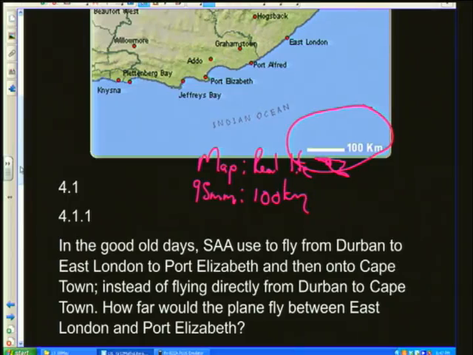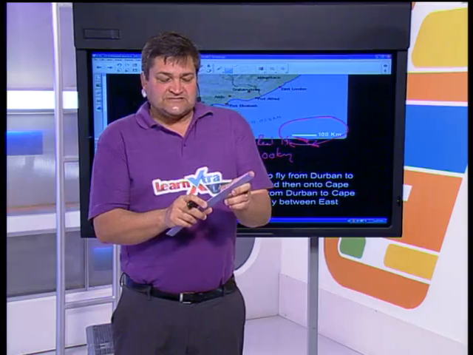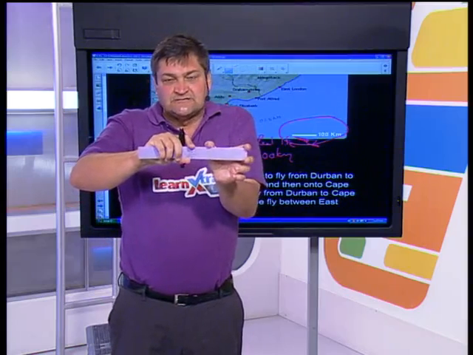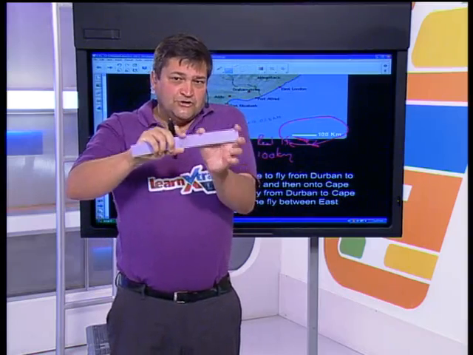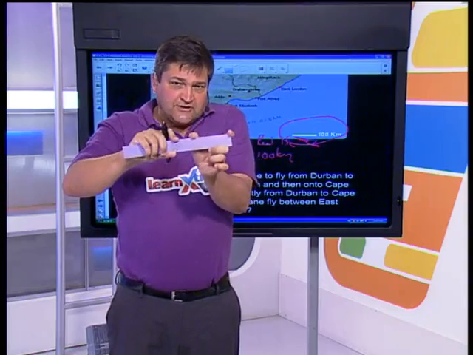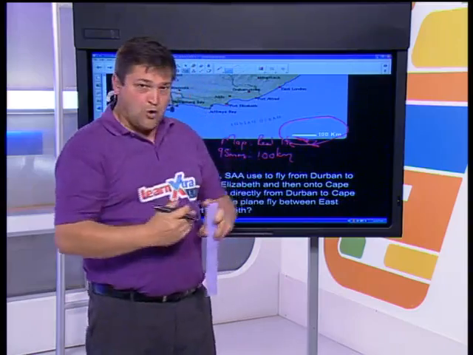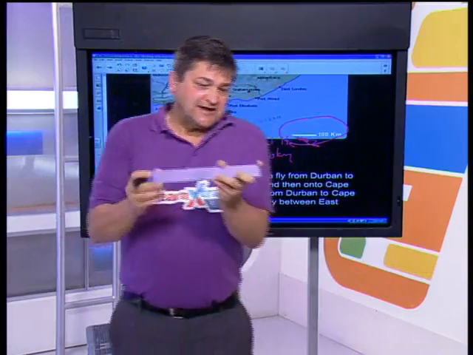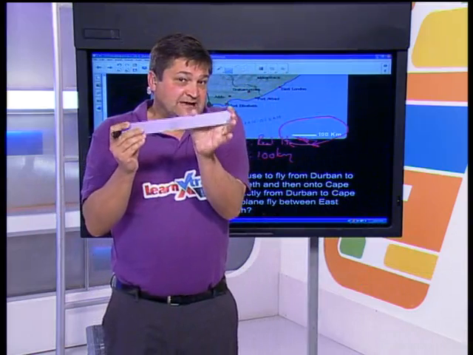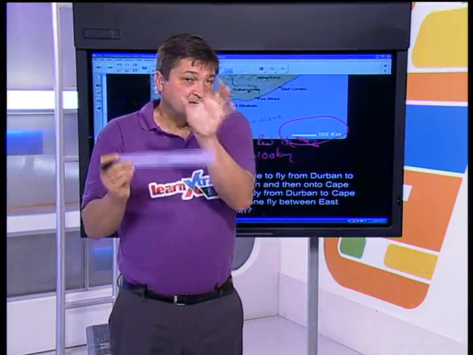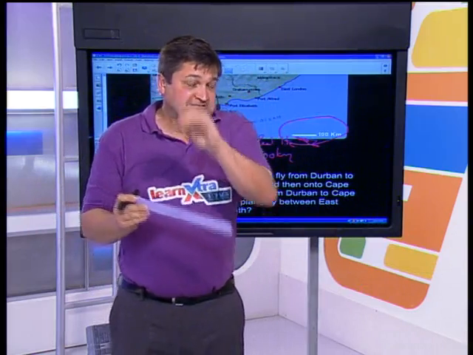Okay, I'm just double checking myself here. Yep, 95 millimeters represents 100 kilometers in real life. That means, guys, that for every distance, this amount of distance, if I were to measure that on a map and then go out in real life, I would have to walk 100 kilometers to cover that distance, which is symbolized on the map. Okay, now do we understand that? Now let's have a look at the question.